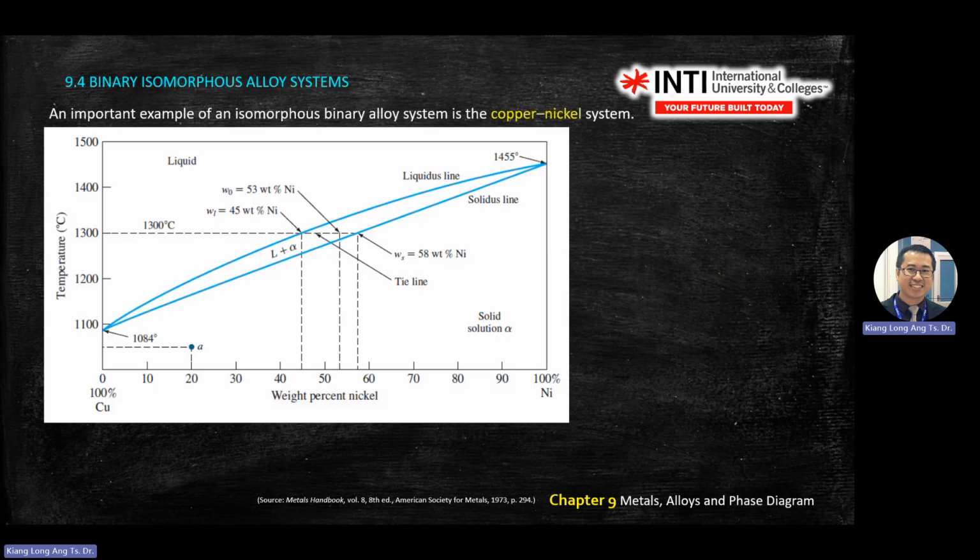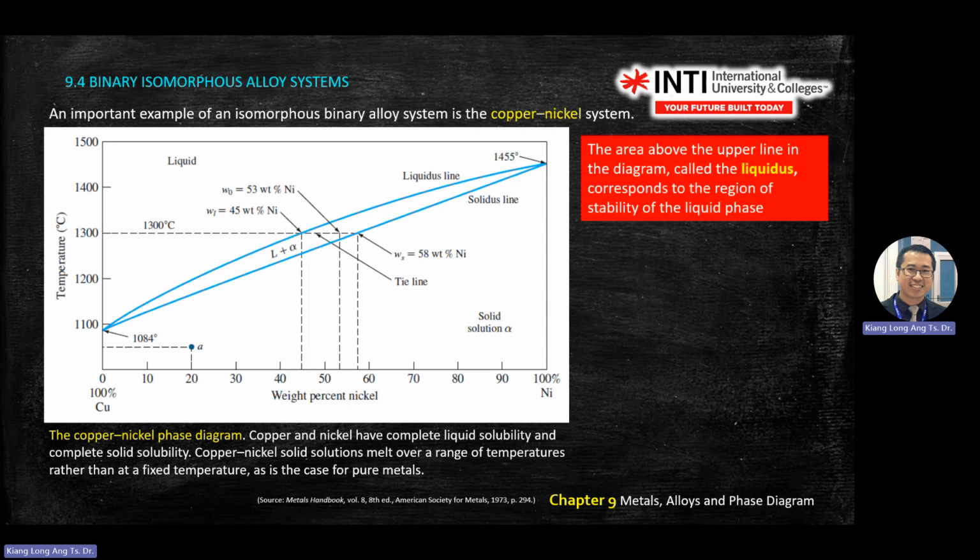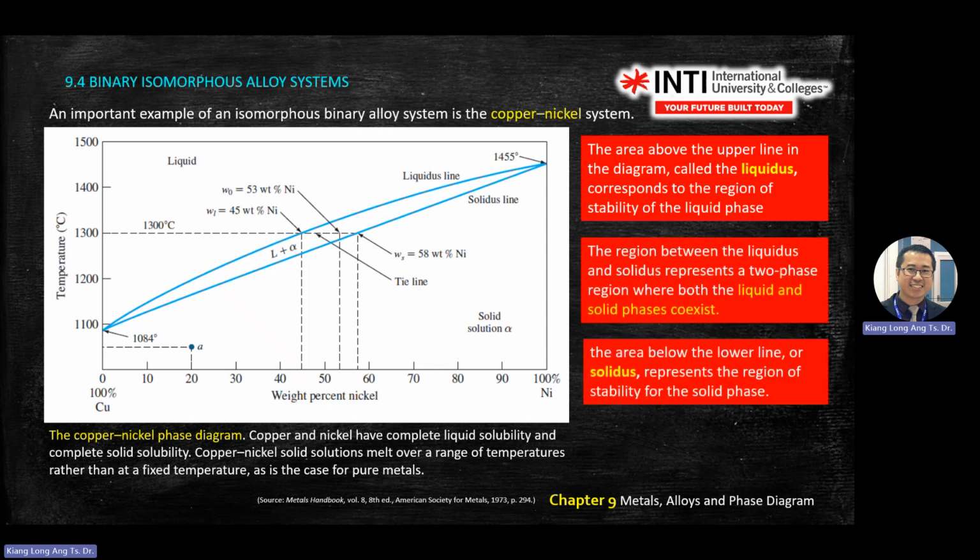Okay, we enlarge the graph. This is the copper nickel system, a binary system with two components there. This one already explained where is liquid, where is solid, and so on.